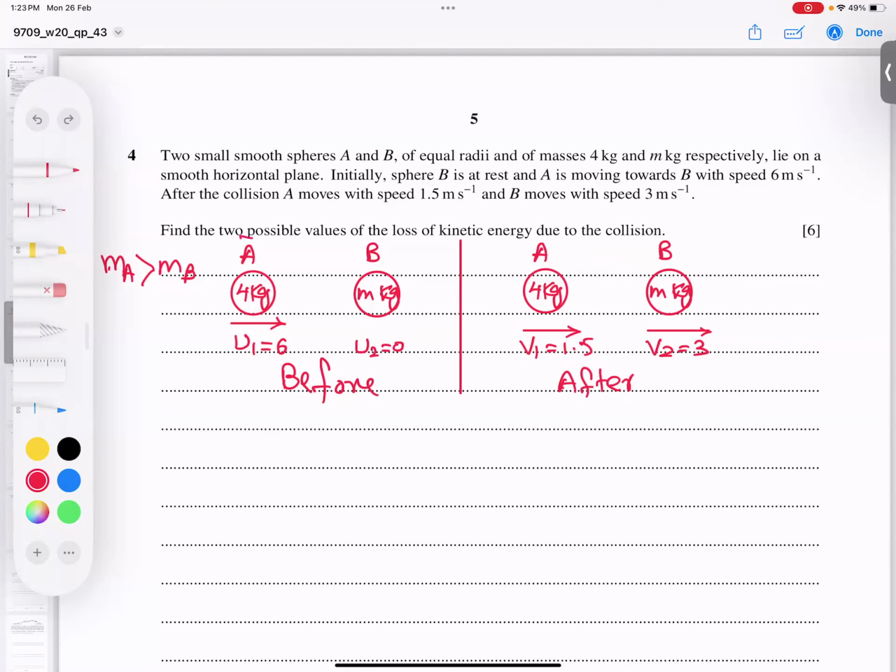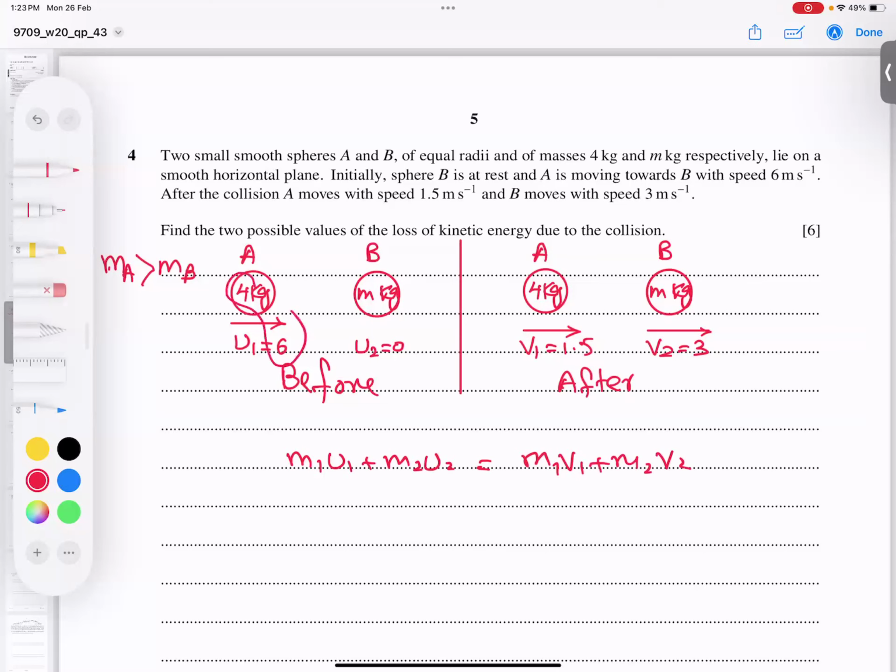The ultimate target is to find two possible values of kinetic energy loss. So first of all, we have two situations, and unless we have the mass, we cannot solve the question. So the law of conservation of momentum is very clear: m1 u1 plus m2 u2 is equal to m1 v1 plus m2 v2. I think the idea is clear.